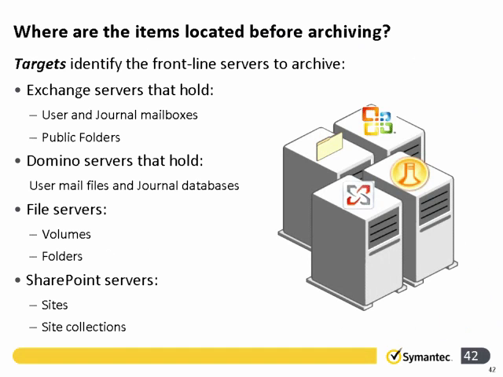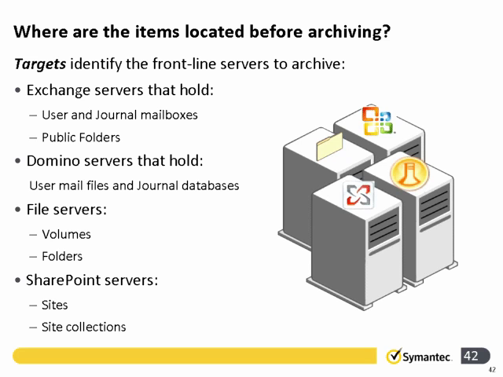So let's go and look at this architecture in a little bit more detail. First, we're going to look at where the items are located before we actually archive them. From a terminology standpoint, we're going to call these our targets. These targets are going to identify those front-end servers that we wish to archive with our Enterprise Vault environment. Exchange: there are different types of things that we can set up as a target on the Exchange servers. This includes both user and journal mailboxes, which we've already mentioned, and if you're still using public folders, we can archive your public folder environment as well.